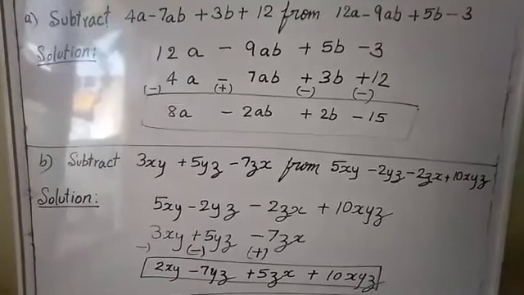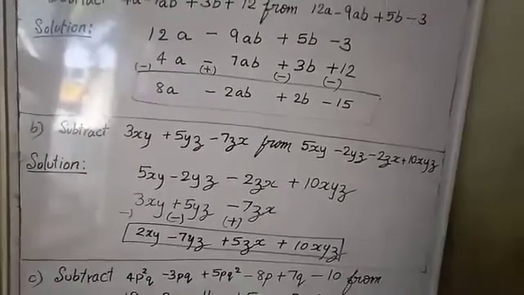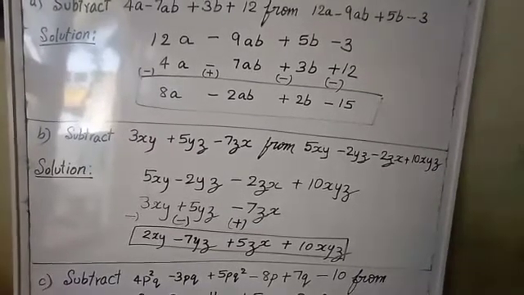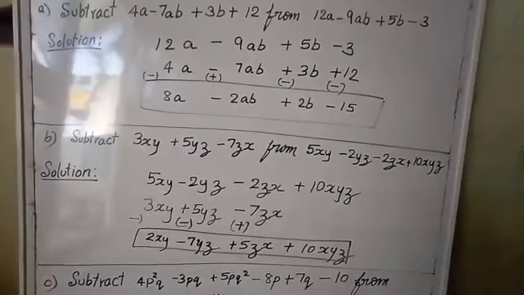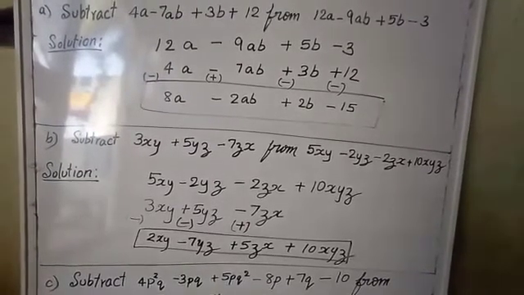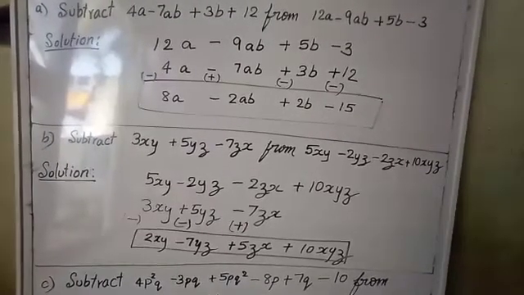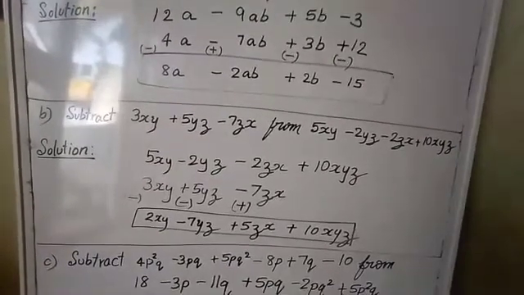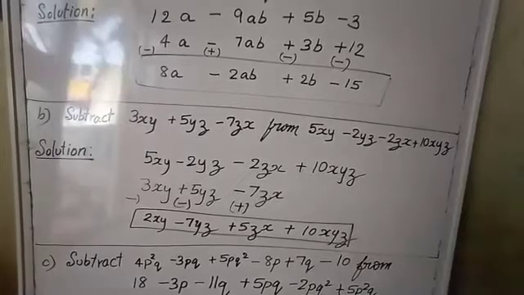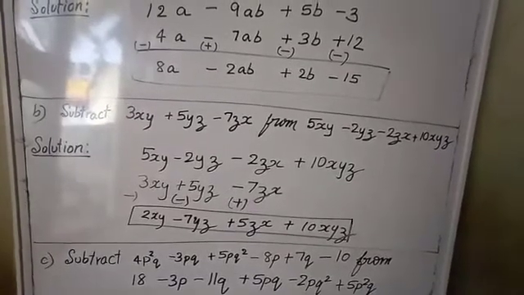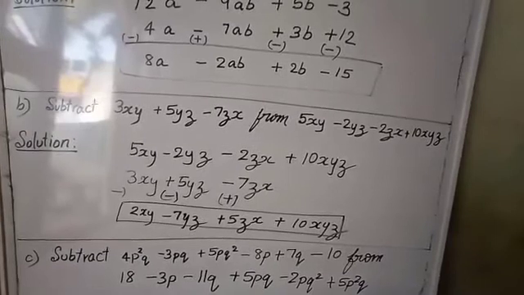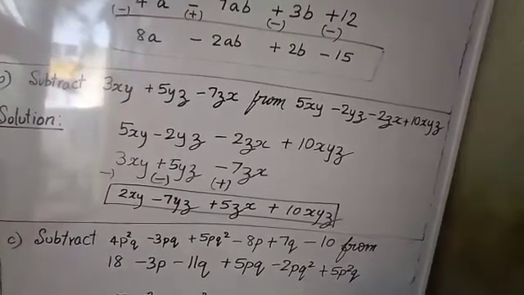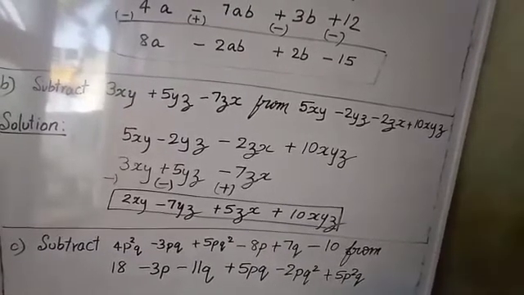Now let us go for the third one. Subtract 4p square q minus 3pq plus 5pq square minus 8p plus 7q minus 10 from 18 minus 3p minus 11q plus 5pq minus 2pq square plus 5p square q. Now let us take down how we are going to do it.